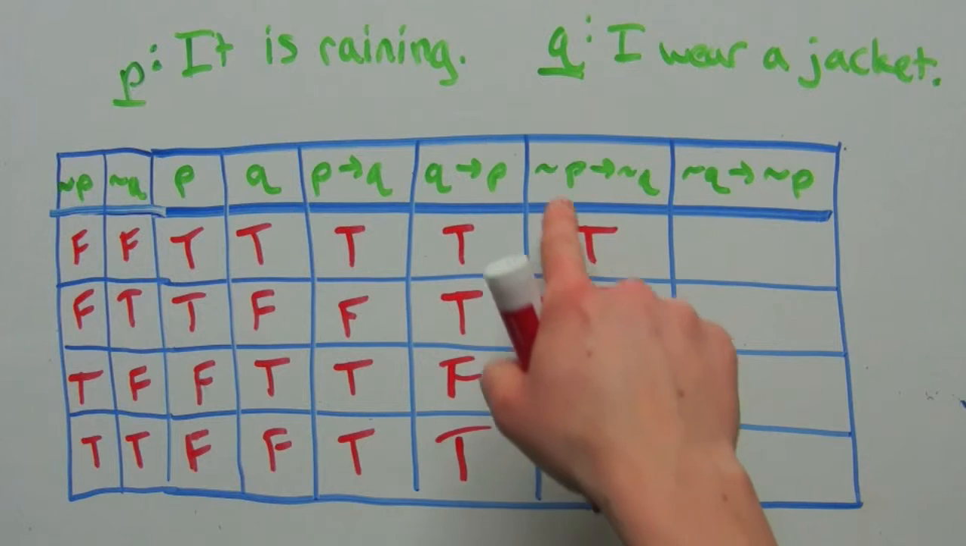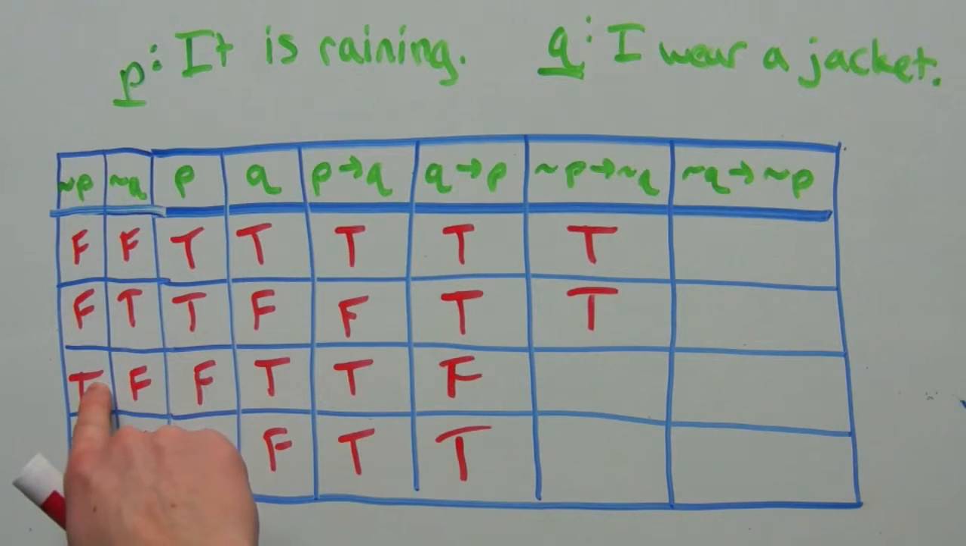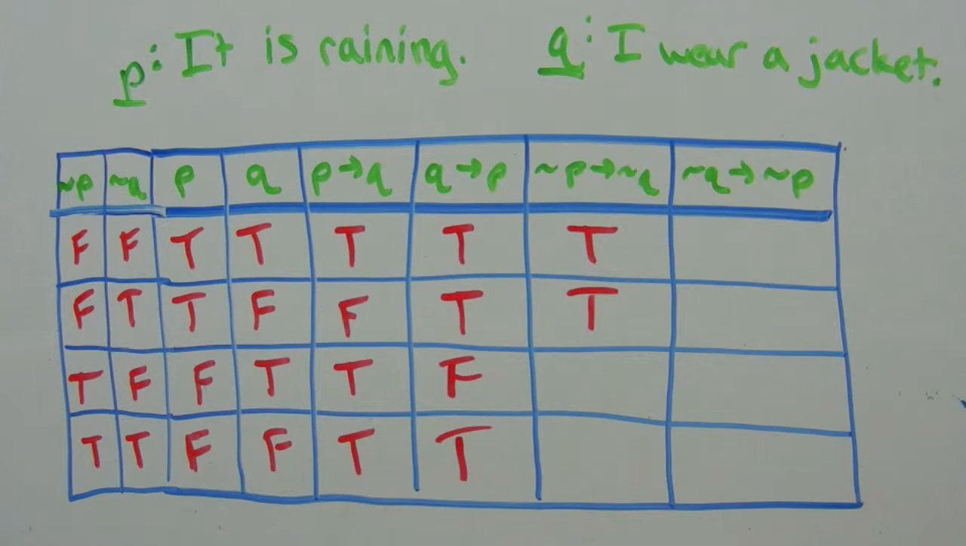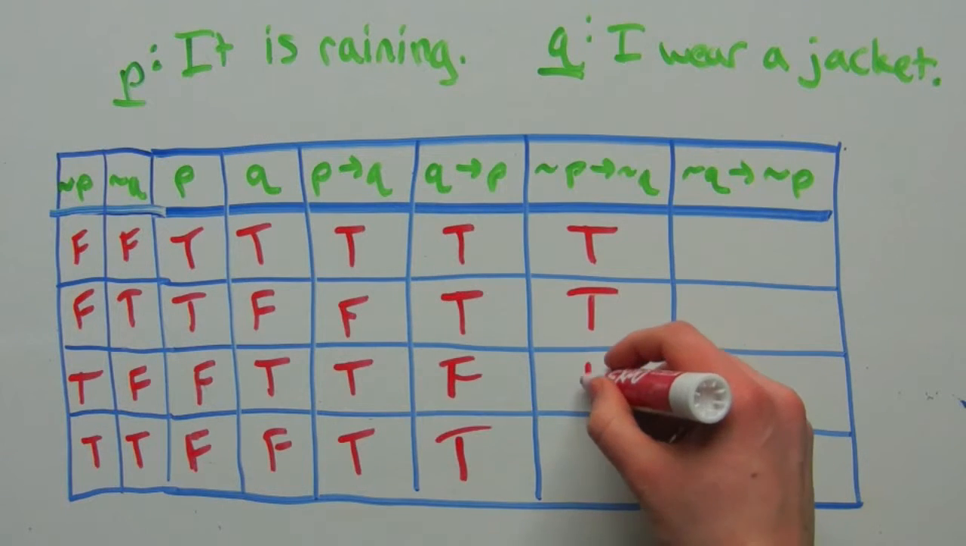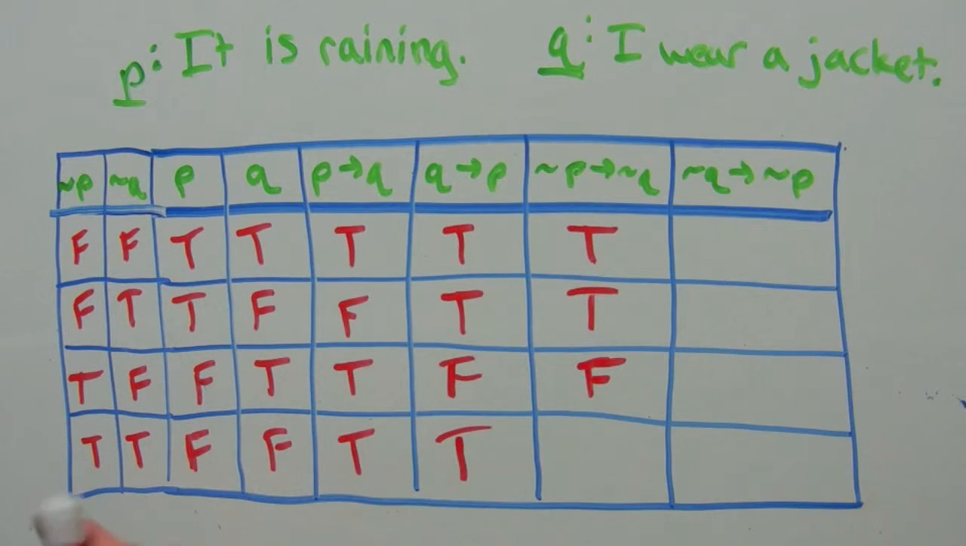And then the next one, not P implies not Q, we're going to have a true implying a false, which we know is false. You cannot have a true hypothesis imply a false conclusion. And then finally, true implying true, which is true.